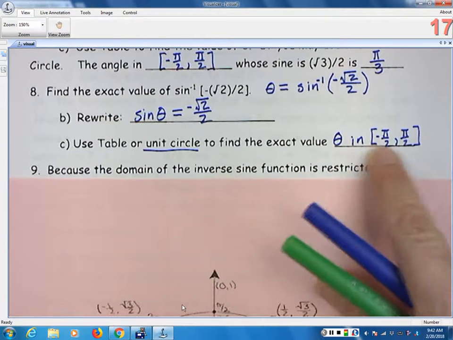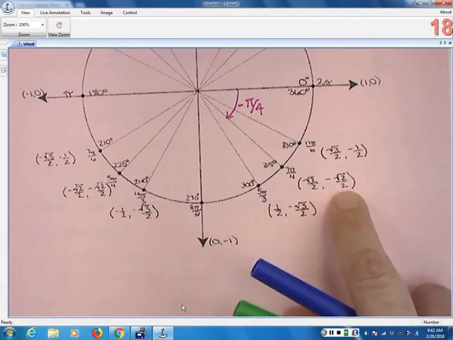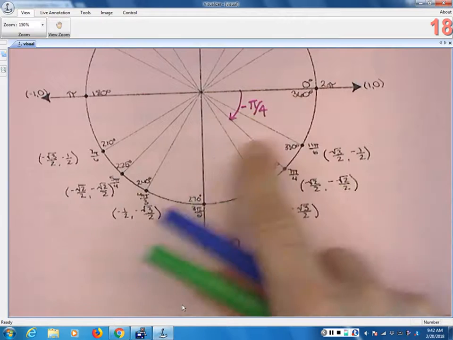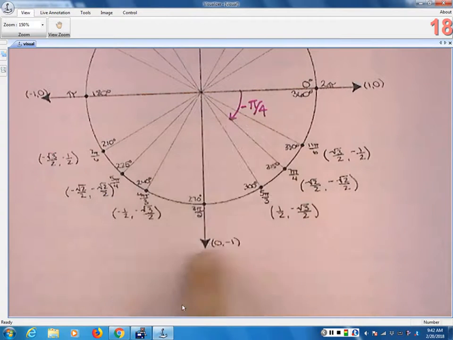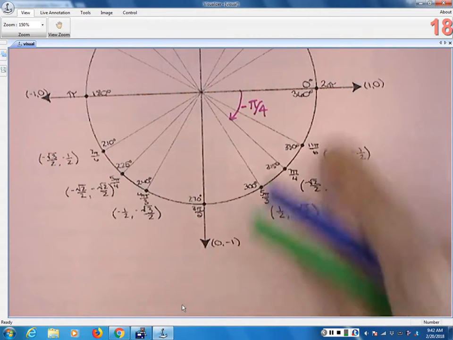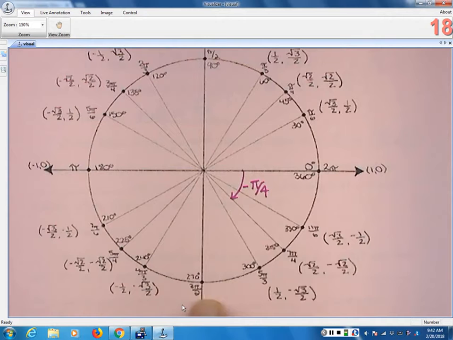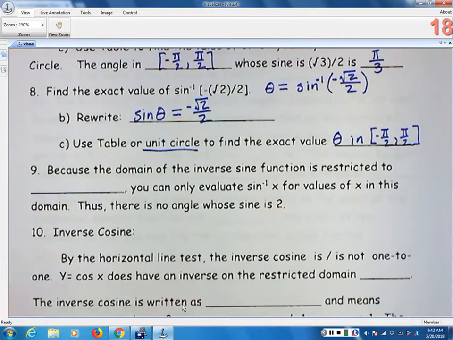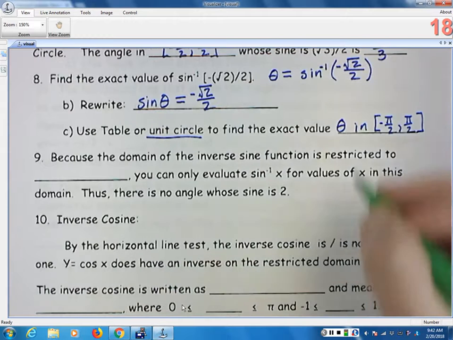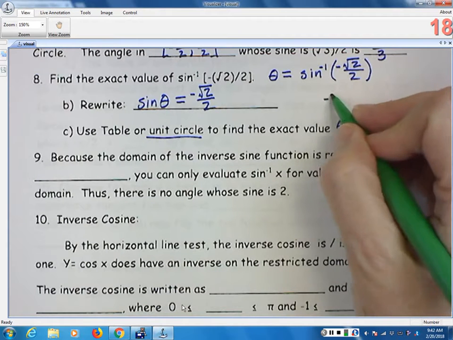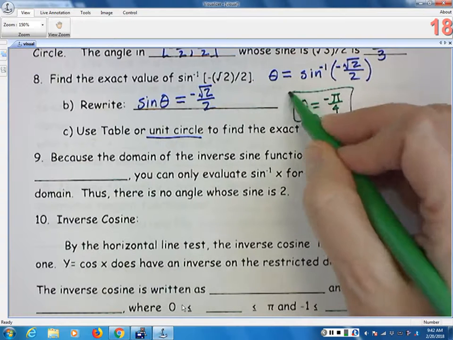Between minus pi over 2 and pi over 2, theta is minus square root of 2 over 2. Remember, this is minus pi over 4. Remember, we have to go from minus pi over 2 to pi over 2, so you'll have to rewrite these angles as negatives here. So the answer is minus pi over 4. Theta equals minus pi over 4.